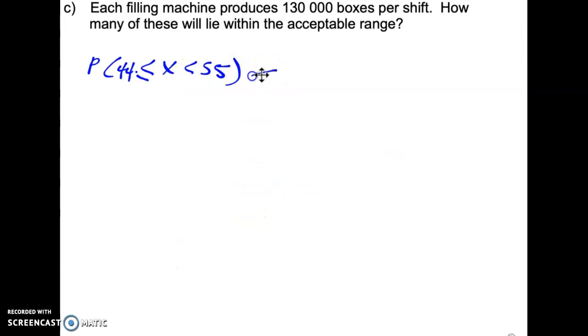Okay, so now we need to figure out continuity correction here, because these still are discrete values. We need to turn it into their decimal equivalents. All the numbers that would round to 44 are going to be 43.5 and above. And all the numbers that will round to something less than 55 are going to be less than 54.5, because anything less than 54.5 is going to round to 54 or below.